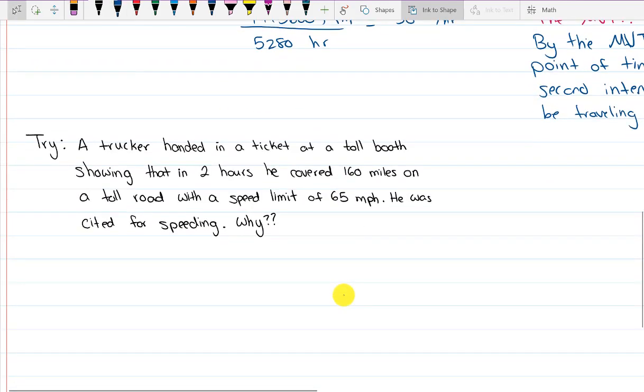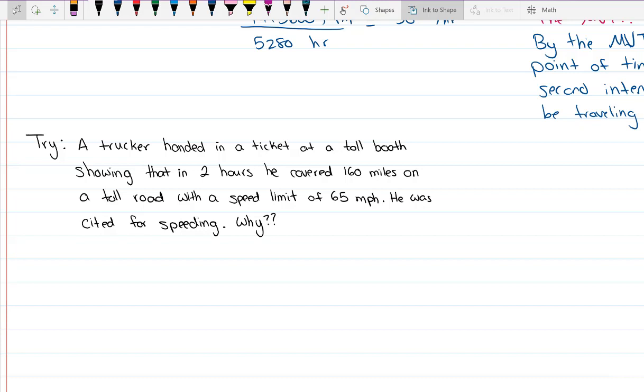So what I want you to do now is read this over and try to answer the question. It says a trucker handed in a ticket at a toll booth showing that in 2 hours he covered 160 miles. So in 2 hours he went 160 miles. The speed limit was 65 miles per hour on that road. So at the very end of it, he was given a ticket for speeding.